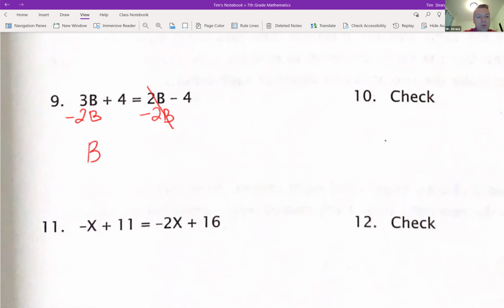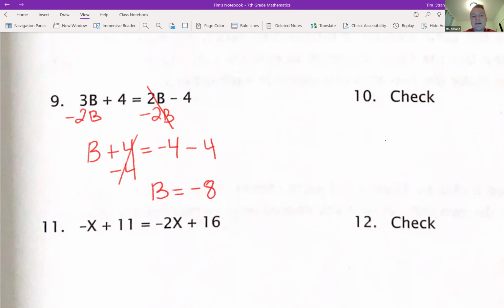So now I'm just left with 1b plus 4 equals a negative 4. I'm almost there, but I've got to move this 4 over here to get b by itself. So I've got a positive 4. I need to eliminate that by subtracting 4. I also have to subtract 4 on this side. Now b is all by itself. I got negative 4 minus 4, which is a negative 8.